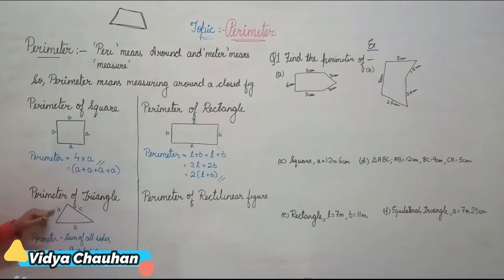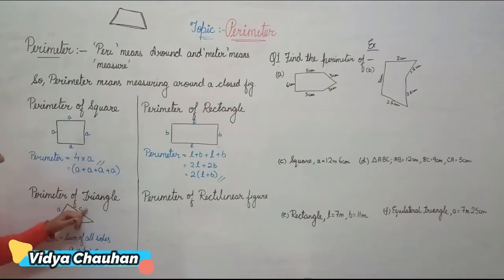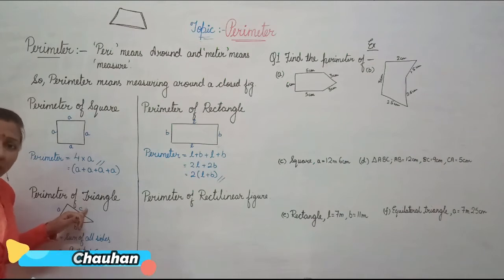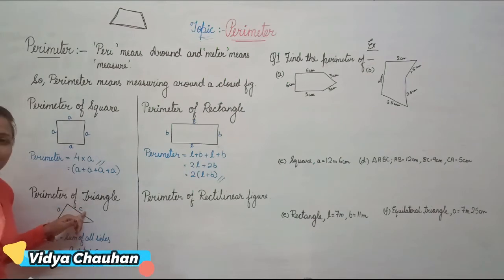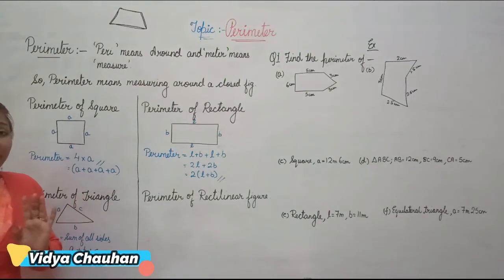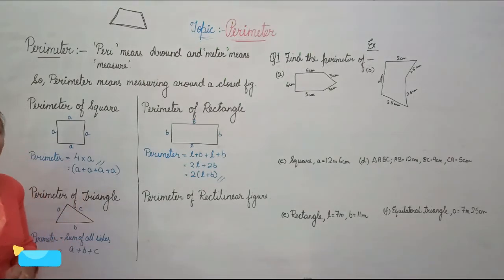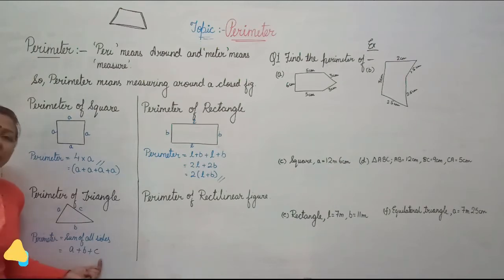Suppose side A is 3 cm, side B is 4 cm, side C is 5 cm. Then it will be 3 cm plus 4 cm plus 5 cm, and the total will be 3 plus 4 is 7, and 7 plus 5 is 12 centimeter. So you can find the perimeter of the triangle by using the sum of the 3 sides.